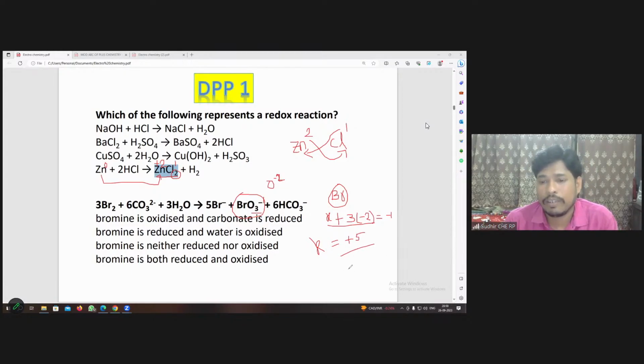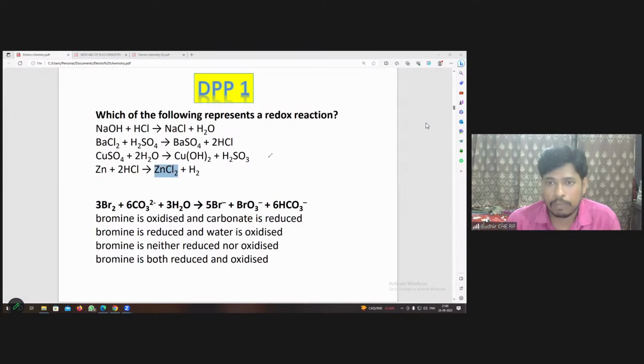Okay? Clear? Like that, we can easily find out the oxidation numbers based on the formula method, or else directly from the crisscross method also, we can find it. Okay, I hope this is clear.